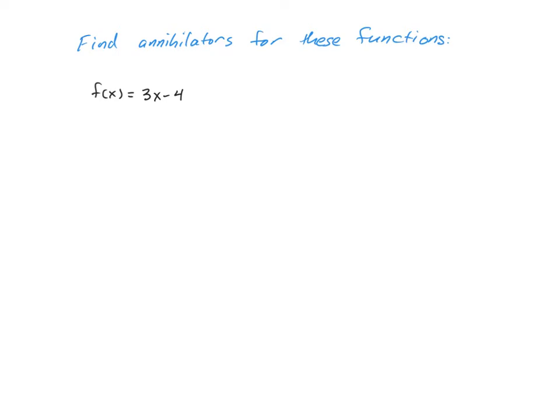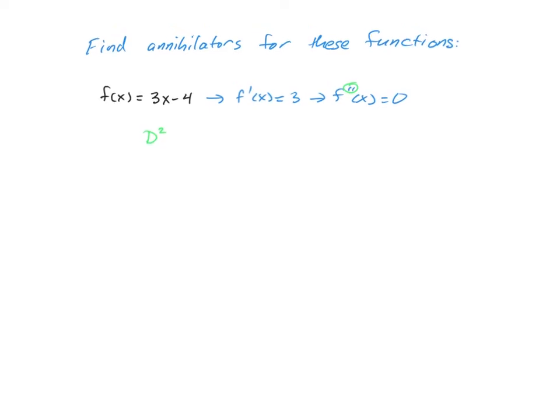For a linear function, we know that the first derivative is going to just be 3. And then the second derivative of this would be equal to 0. So it's that second derivative that identifies our annihilator. So we say that this is D to the second power. It's really a superscript of 2, denoting the second derivative of the function f of x is equal to 0. So D squared is our annihilator for that function.